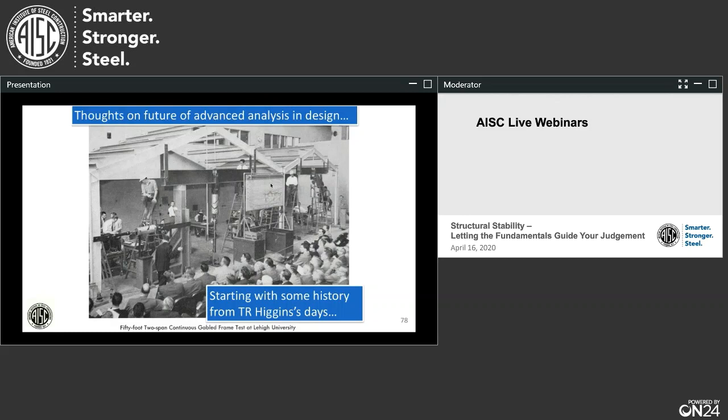And Lynn Beadle, who was at Lehigh University, went and visited Baker and came back to the U.S. with, oh, guys, you got to check out this plastic design. The concept was that you could actually go beyond initial yield. You could go beyond full yield of the member. You could keep loading until you got a plastic mechanism, and that's when the structure would become unstable.